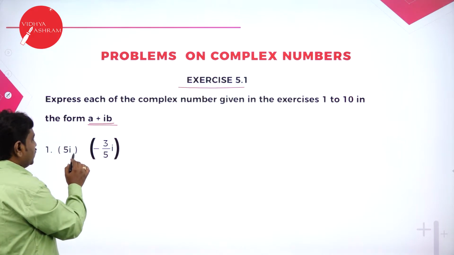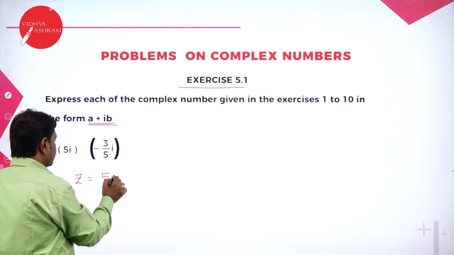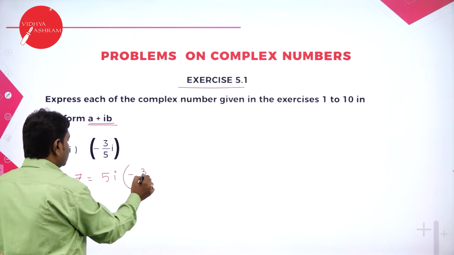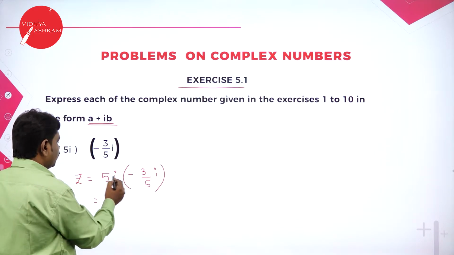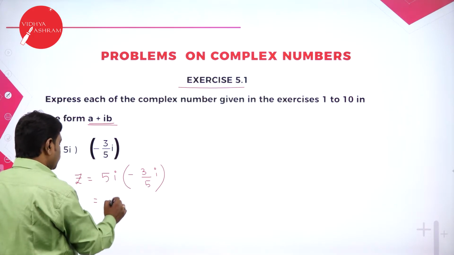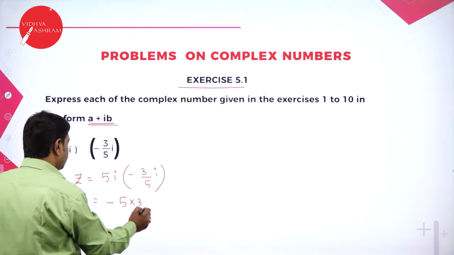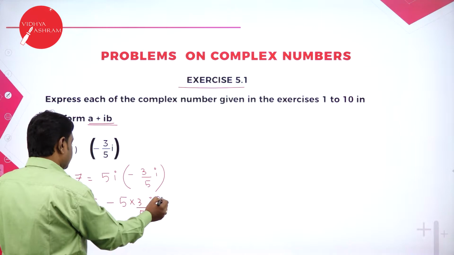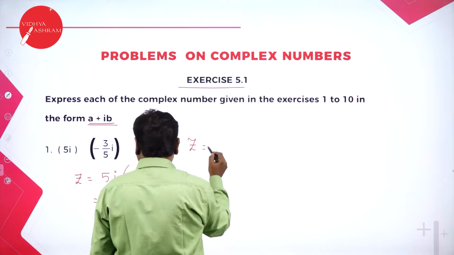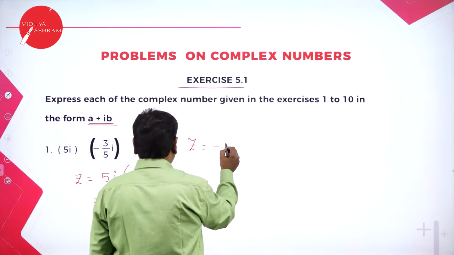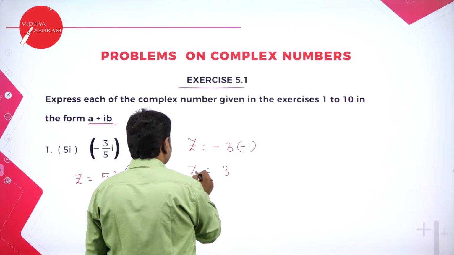So, the first question is 5i into minus 3 by 5i. So, z is equal to 5 times i into minus 3 divided by 5 times i. If I multiply, plus into minus is minus, 5 into 3 divided by 5, i into i is i square. So 5 cancels, so z is equal to minus 3 i square, i square is minus 1, so that will become plus 3, z is equal to plus 3.